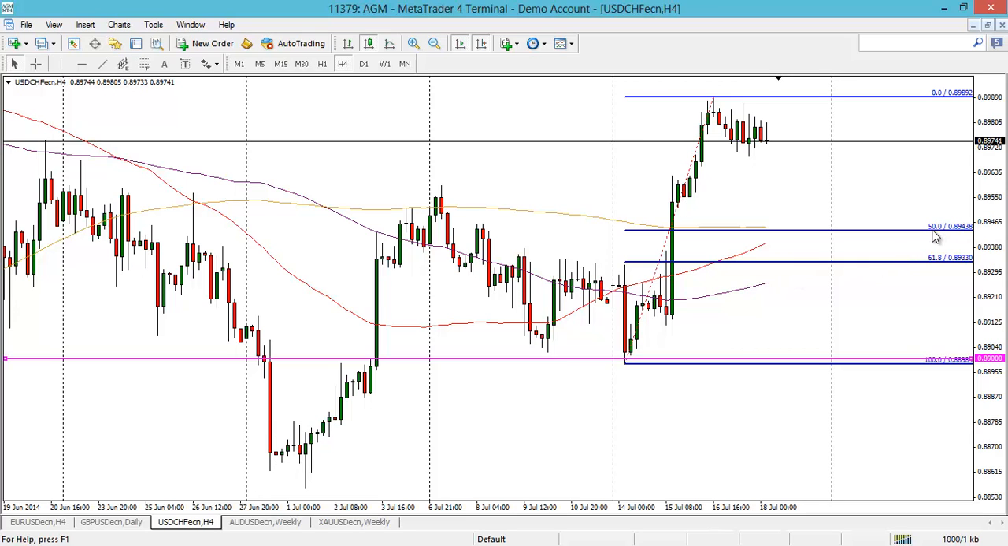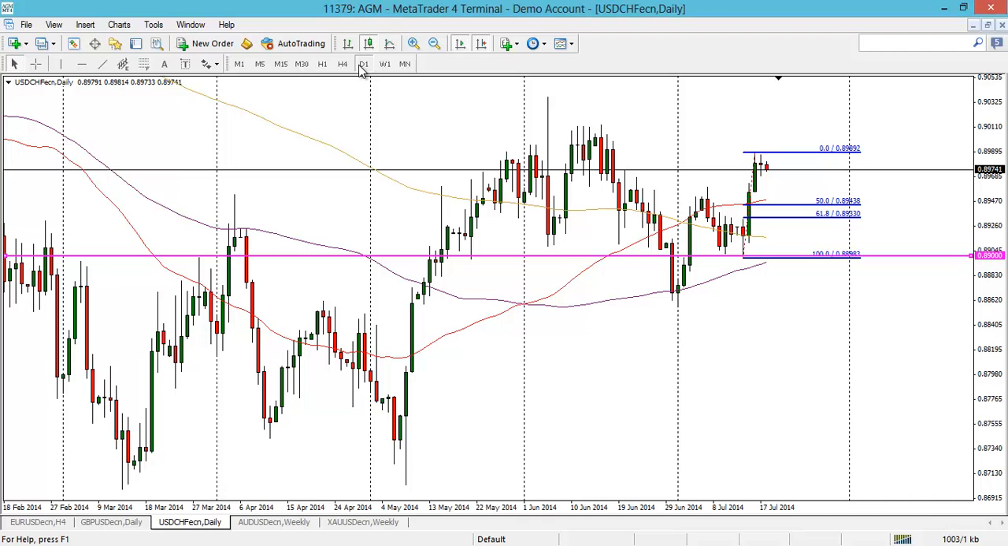That 50% comes in at 0.8943 there. And that's pretty much it on the dollar Swiss. It's still looking very bullish. So it looks like we're going to get some sort of retrace today, end of week profit taking on these bullish moves.